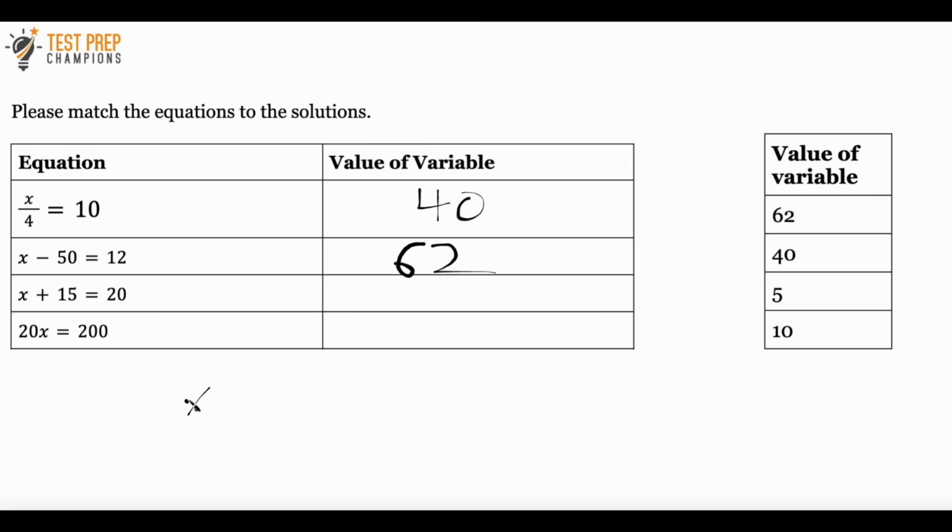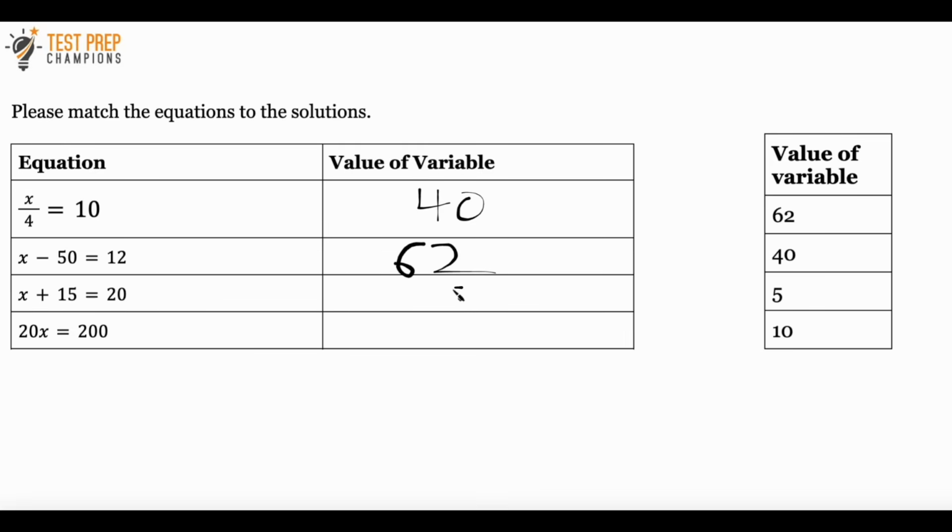So now we have x plus 15 equals 20. And it's the same idea kind of as the last one, but this time we've got a plus instead of a minus. So if I have x plus 15 equals 20, and I want to get the x by itself, I have to do the opposite of plus, and that's minus. So I want to subtract 15 on both sides. Now, 20 minus 15 is 5. So the correct answer to this one is 5.